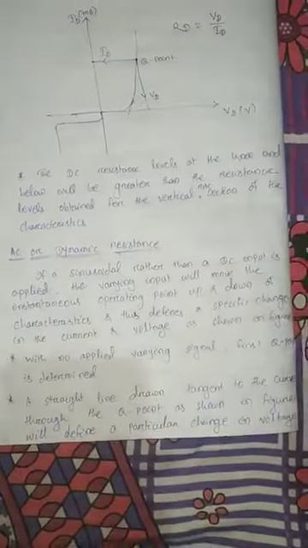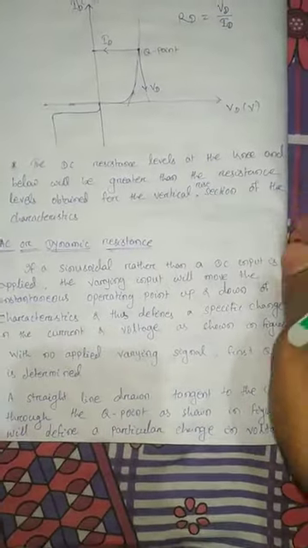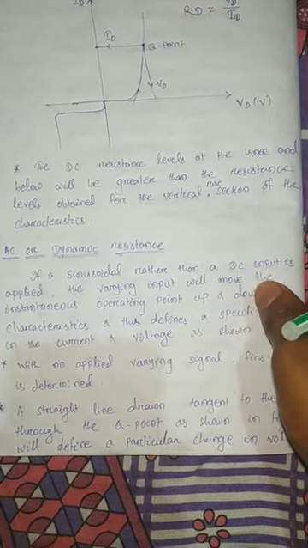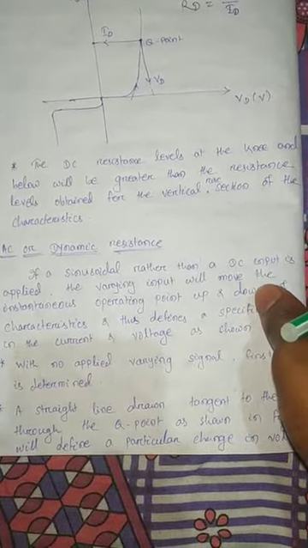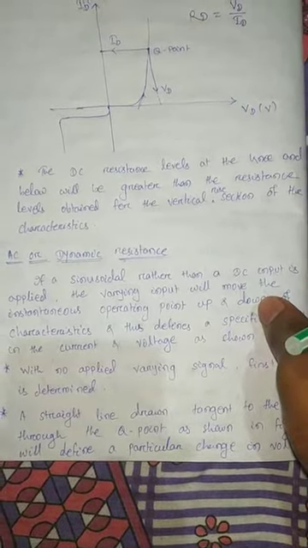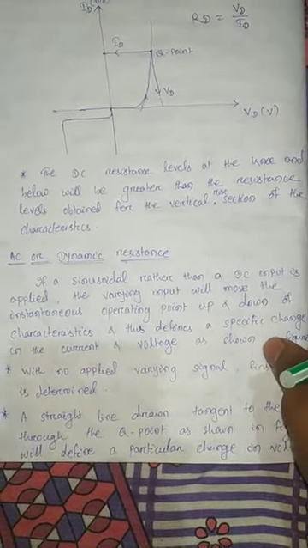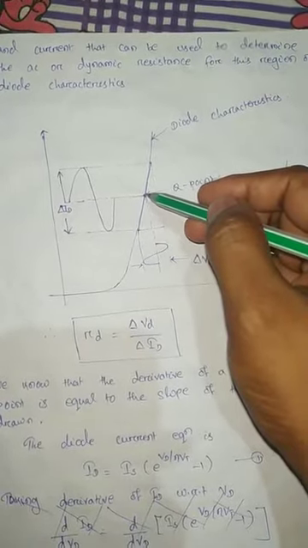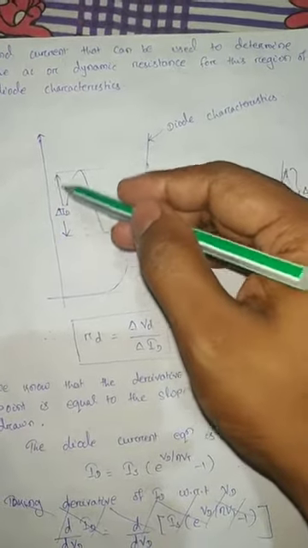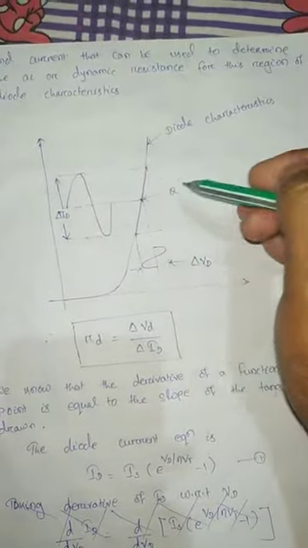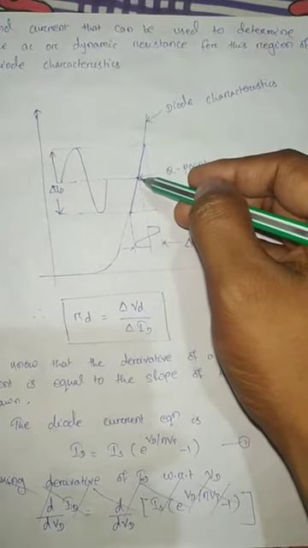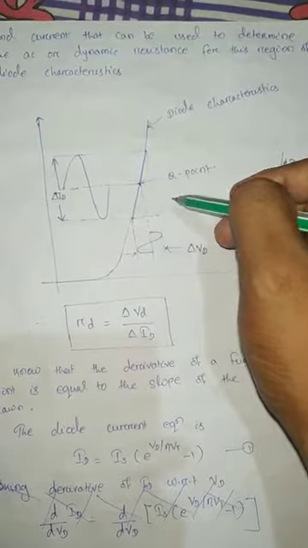Now coming to the AC or dynamic resistance. If you apply a sinusoidal voltage or AC voltage instead of a DC supply, we obtain the AC or dynamic resistance. In this case, the operating point, the Q point, is not stable. It will change with time, that is, with the input. This resistance is known as dynamic resistance. How do we obtain the dynamic resistance in this case?